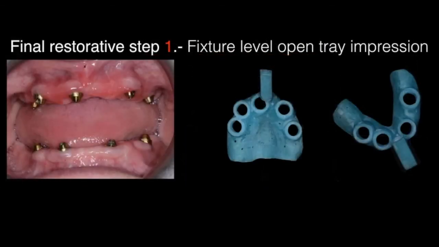So in step 1 in this particular case, we created a custom tray to do the fixture level impression with an open tray on top of the SRA abutments or multi-unit abutments.